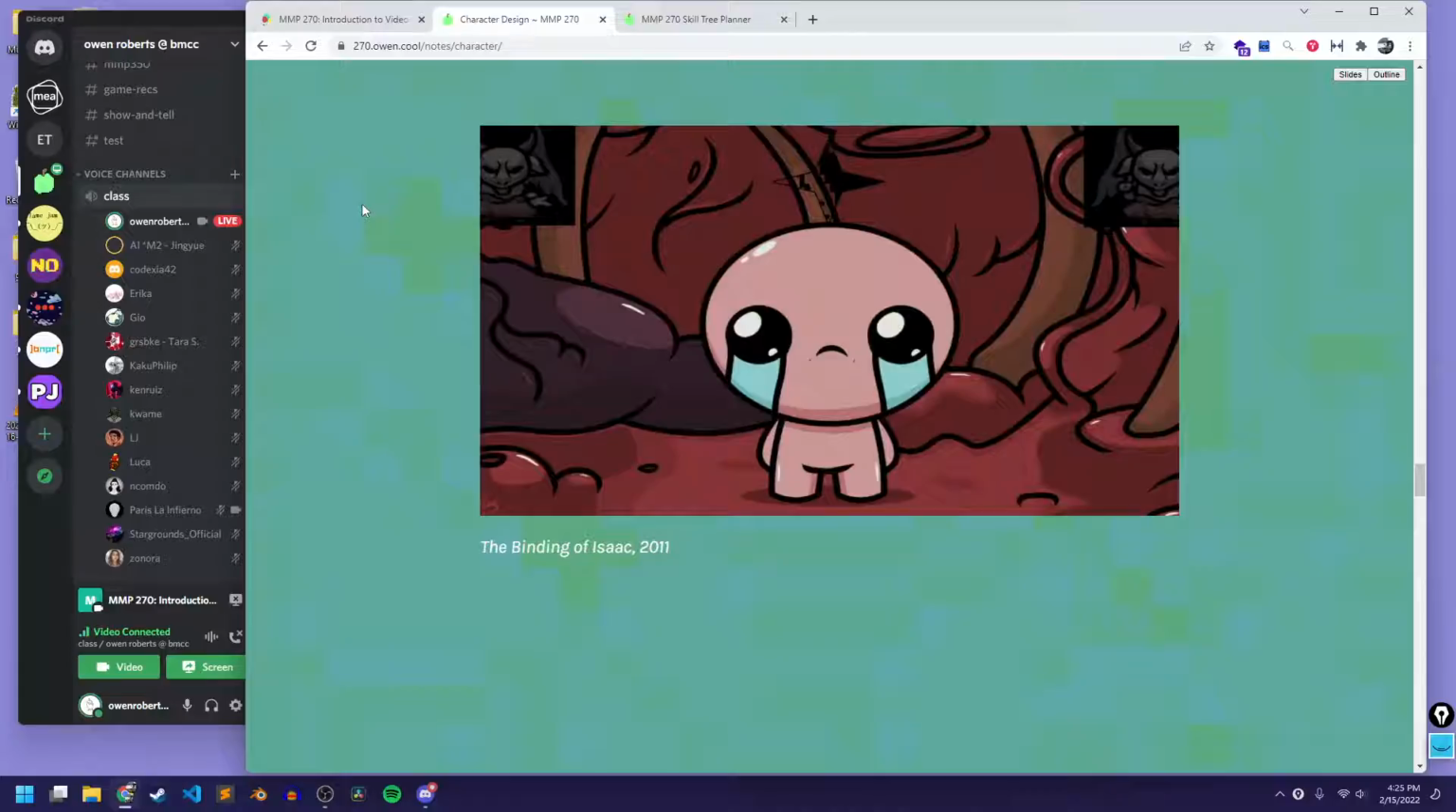So another really cool example of character design is The Binding of Isaac. This is a popular 2D dungeon crawler, sort of roguelike game, and it's an indie game from 2011. I assume some of you have played this game, but maybe not everybody. But it's a really nice game. I know a decent amount about it, yeah. Cool, it's a really fun game. I definitely recommend it.